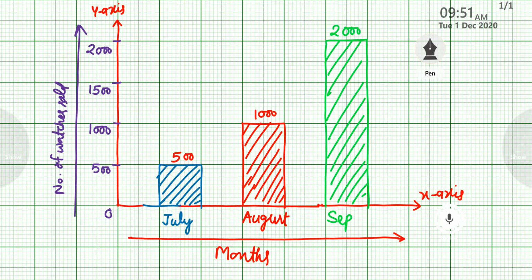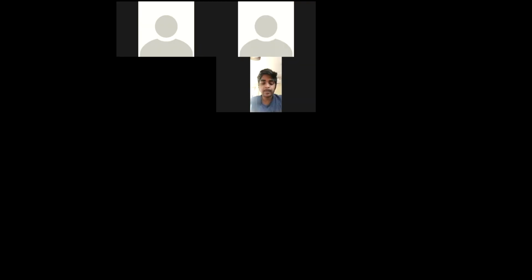Students, you are observing here what is common here. July to August, widths are equal. You are observing equal gaps are there between July to August, August to September, equal width are there. Like that, we have to draw the remaining ones. Remaining months students also you can draw like that only. Now, one more thing is there.